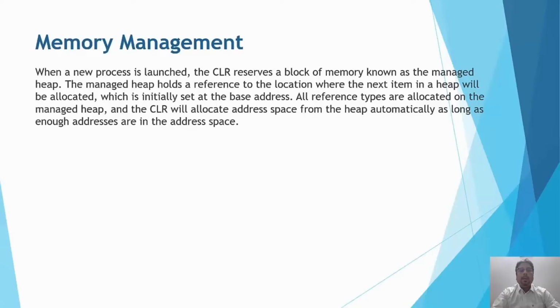So in the context of the CLR, there are basically two types: the reference type and the value type. Value types are your primitive types like int, char, float, double, etc. And your reference types are the objects of the classes that you are creating in your applications. The reference types are all created in the managed heap, and the CLR allocates address space from the heap automatically as long as there is enough memory available to allocate.